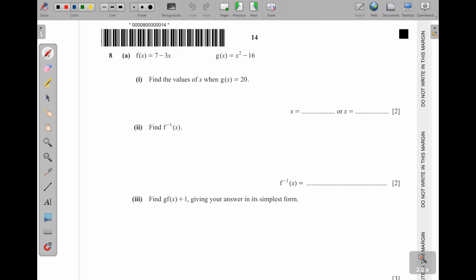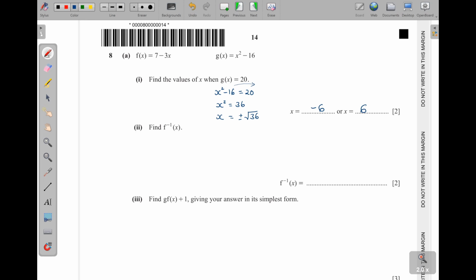Number 8, part A, f of x is equal to 7 minus 3x. G of x is equal to x squared minus 16. Roman 1, find the values of x when g of x is equal to 20. So here, these are functions. So this is function valuation. You just substitute here. X squared minus 16 is equal to 20. Then I can take the 16 this side. So we have x squared, which is equal to 20 plus 16, that is 36. And then x becomes plus or minus the square root of 36. Whenever you take square root, remember to put plus or minus. Then this one will give us negative 6 and then positive 6.